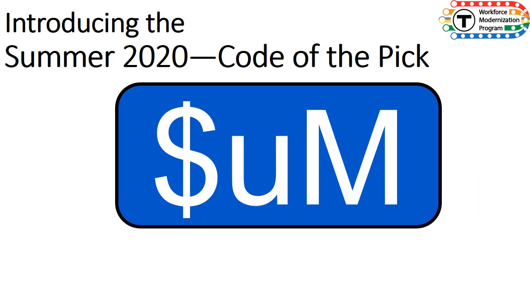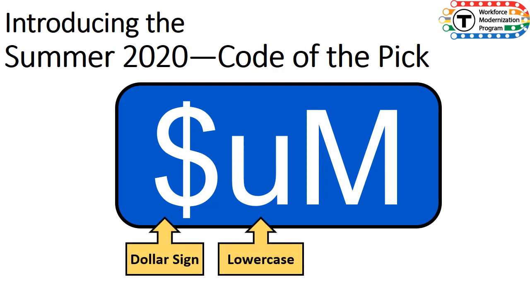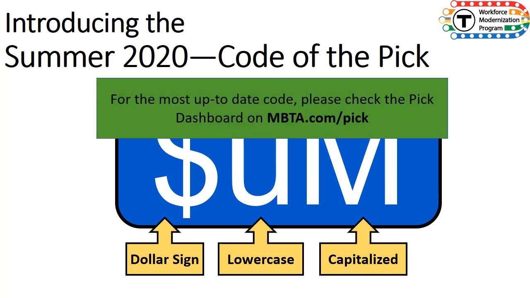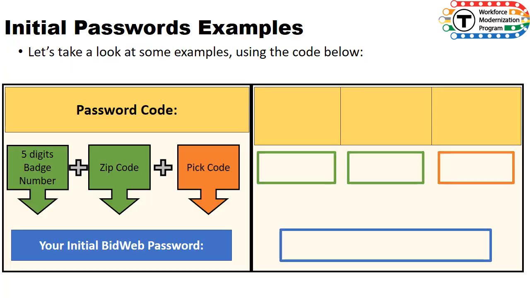Now, it's time to reveal the code of the pick. For the summer 2020 pick, the code is $, lowercase u, uppercase M. Please remember that your password is reset prior to each pick. Every pick, the code of the pick will change. To find the code of the pick for this pick and all following picks, please go to mbta.com/pick.